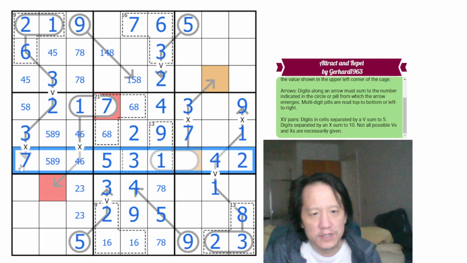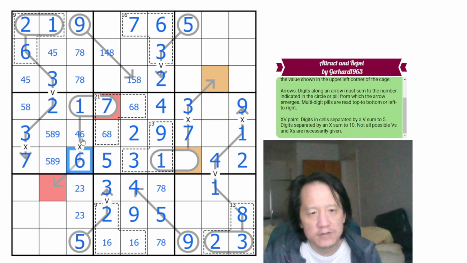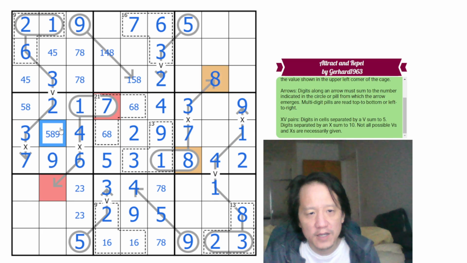The 4 means this can't be 6. 4, that's 6. This can't be 6, so that's 4. This cannot be 5. It's 8 or 9. So this is 8 or 9, but the 9 is here. So therefore, this must be 8, which makes this an 8. So therefore, this is 9.